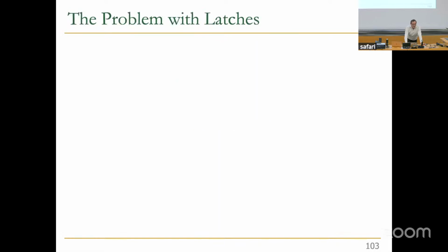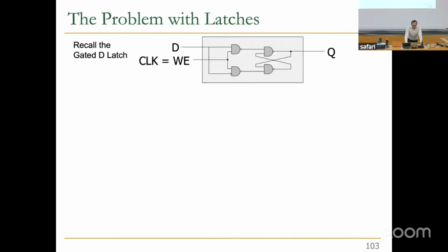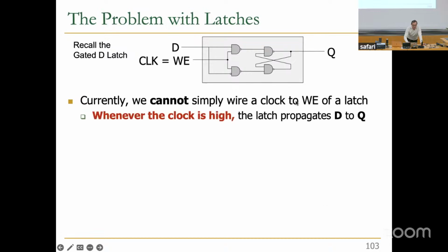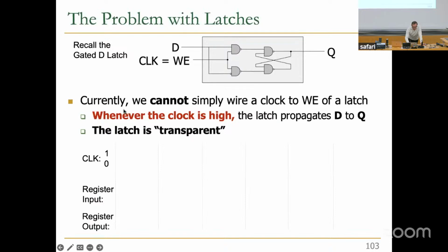Now, the problem with latches, what we designed so far, is that it doesn't give you what we want. So this is our gated D latch. Currently, we cannot simply wire a clock to the write enable of a latch. Whenever the clock is high, the latch propagates D to Q. Basically, the latch is transparent. I'm going to show you in a little bit. Assuming that you wire the clock to the write enable, this is one way you could build what we want. It's not going to work, as we will see, because the latch immediately changes its output value.